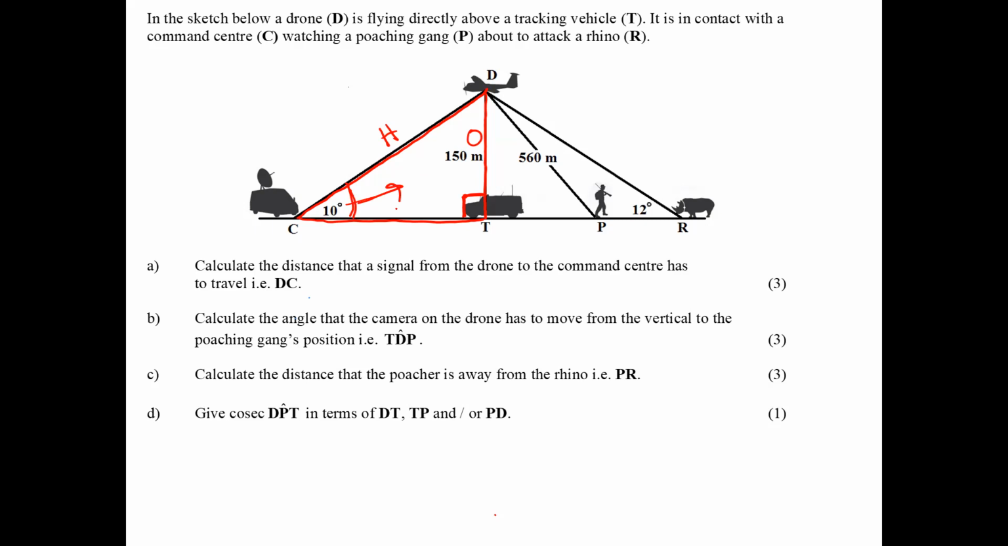So now we need a trig ratio that has an O and an H. So we can immediately say sine of the angle 10 is equal to opposite over hypotenuse. The opposite is 150, and the hypotenuse is what we want to find. We don't know it. We're going to call it DC. I'll give you some time, quickly work that out.